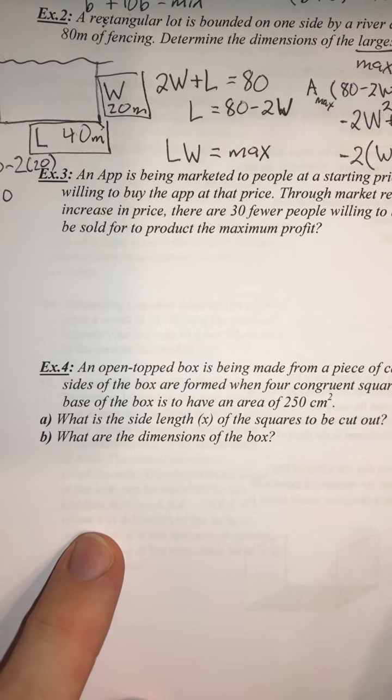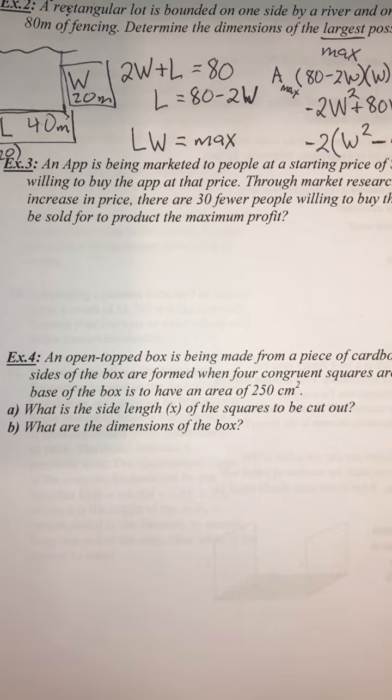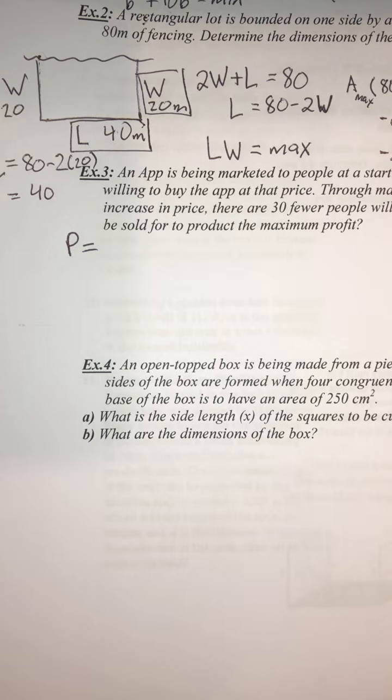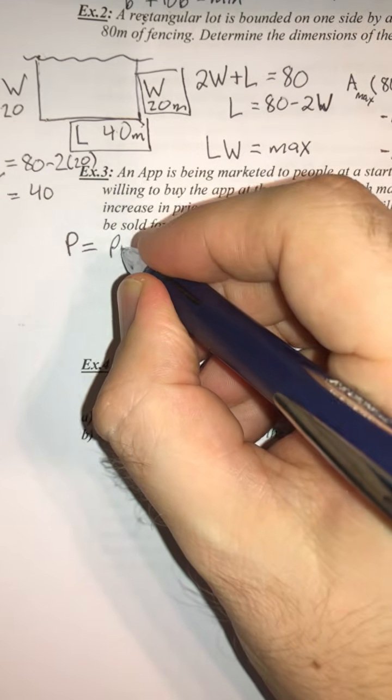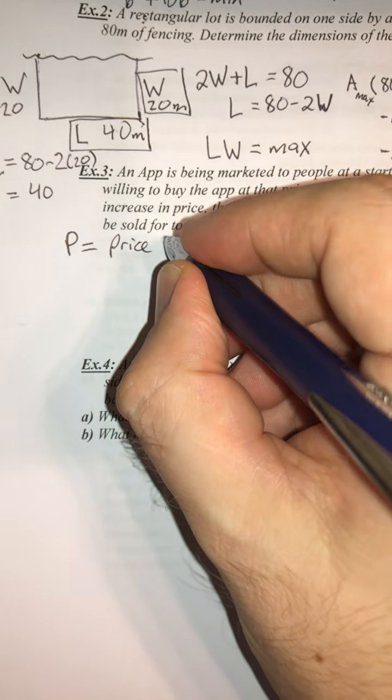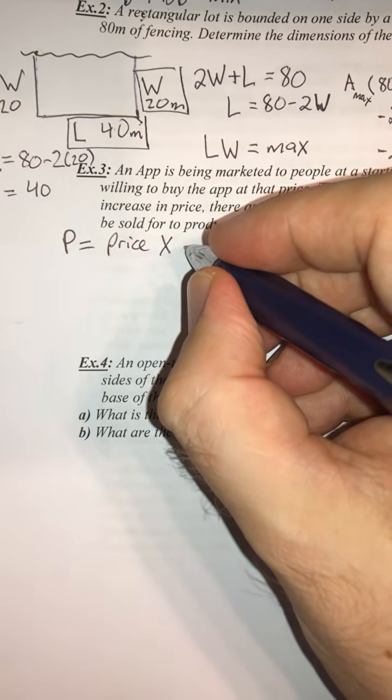So this one, there are kind of 3 equations, but I'm going to show you this in one. The easiest way to explain this is to think about how I would figure out the profit for something like this. So profit is going to equal the price of the app times the number of people.